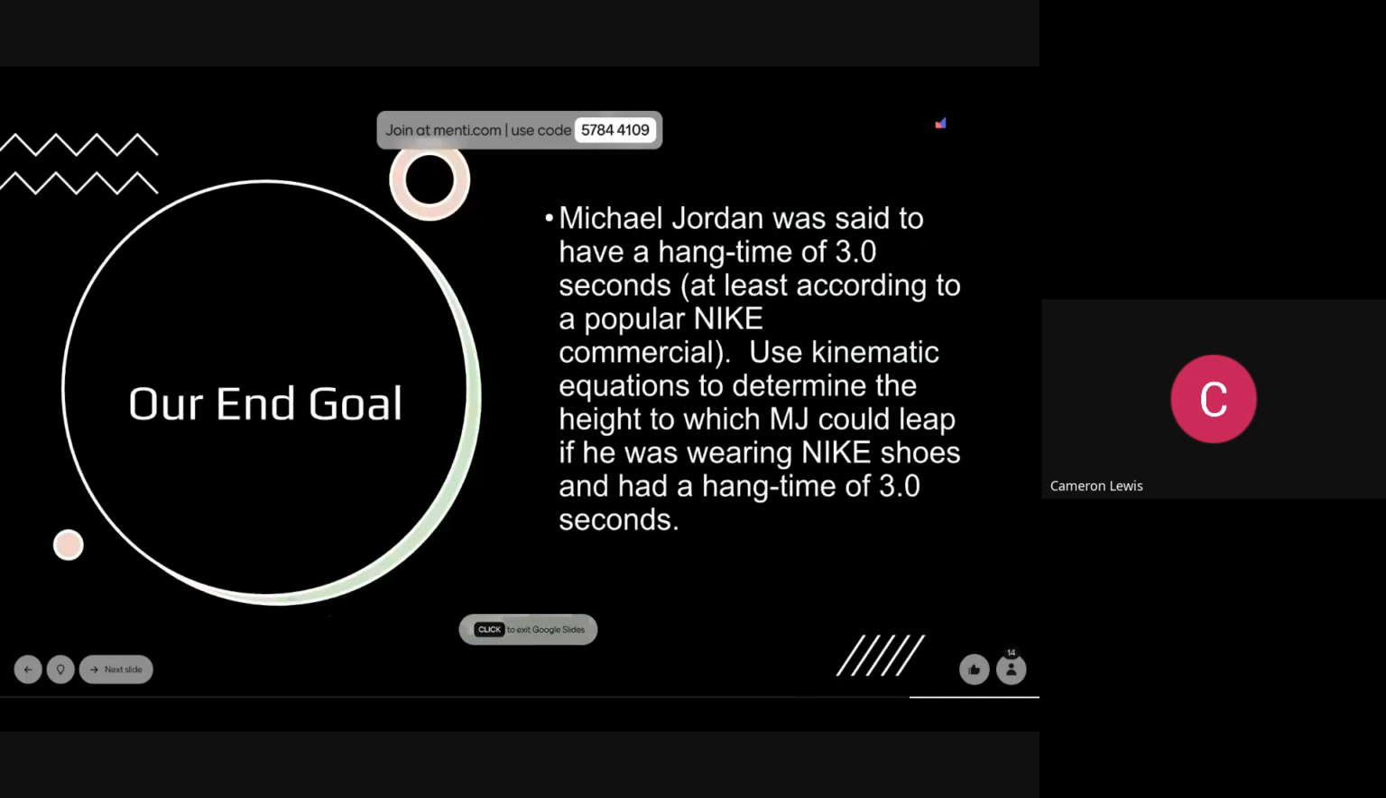So let's look. This, remember, is our end goal, right? We want to be able to answer this Michael Jordan problem. Michael Jordan is said to have a hang time of 3 seconds, and we want to be able to use kinematic equations to determine the height to which MJ could leap if he was wearing his Nike shoes and hang time of 3 seconds, right? So really the most important part is that first sentence. Michael Jordan is said to have a hang time of 3 seconds. How do we figure out his hang time, which is how high he is above the ground, right?